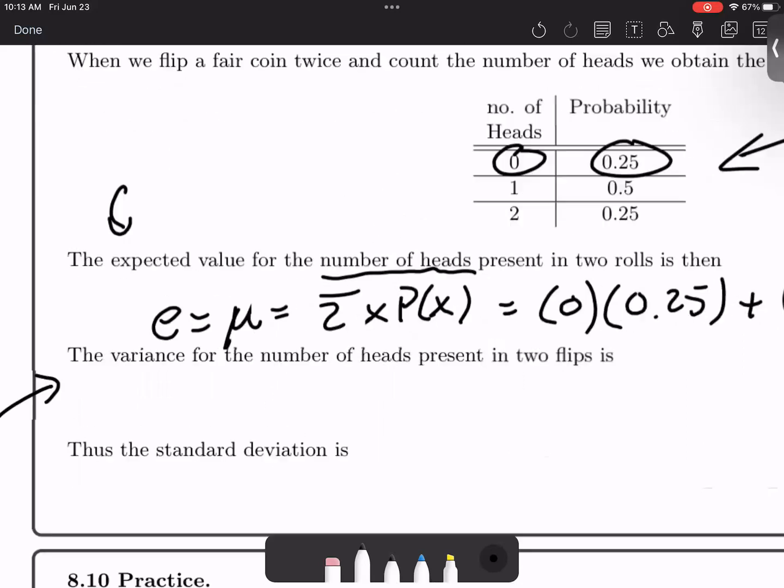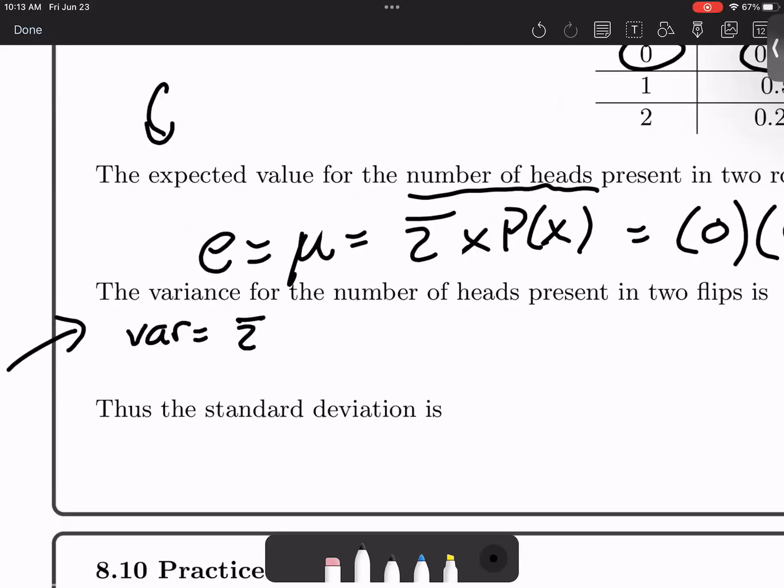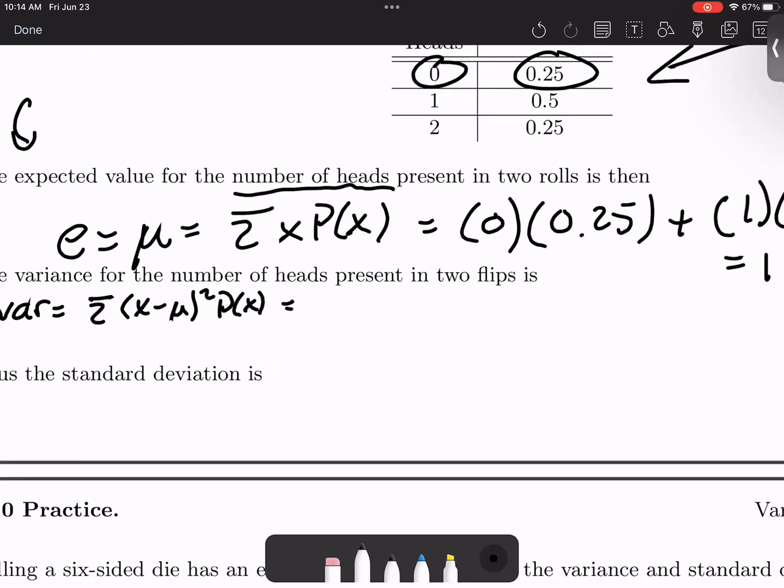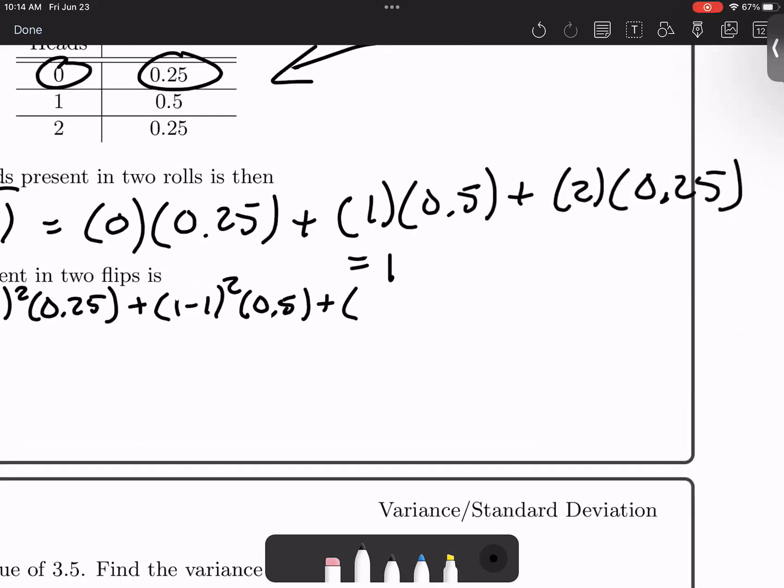The variance is the sum of the events minus the expected value, or the average, squared, so we don't get that cancellation, and weighted by their probabilities. So let's actually go through this. The first term in the sum, the first x value is 0. I'm expecting 1. I square that, and then the probability of 0 is 0.25. The next term in the sum, x could be 1. I'm expecting 1. I square that distance, and I multiply by the probability of having 1 head, 0.5. The final term in the sum, the last possibility for the number of heads: you could have 2 heads, you're expecting 1, you square it, you multiply by the probability of having 2 heads.